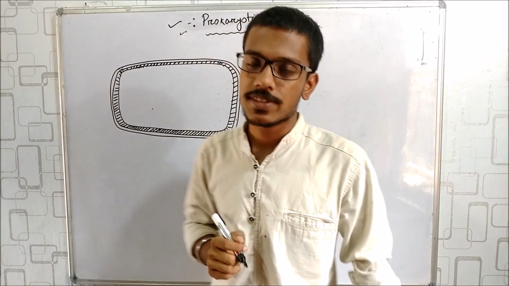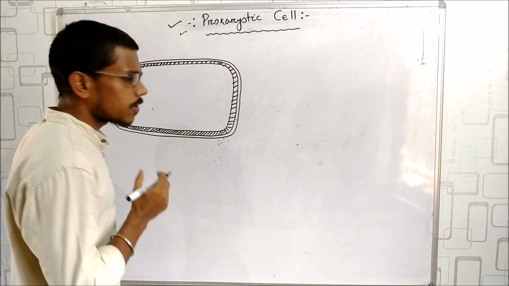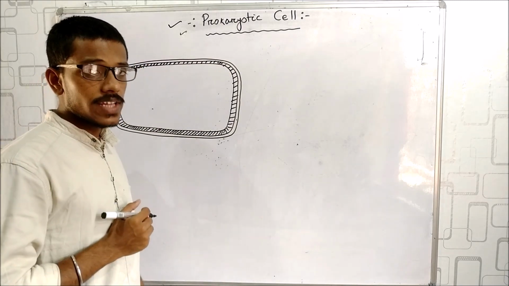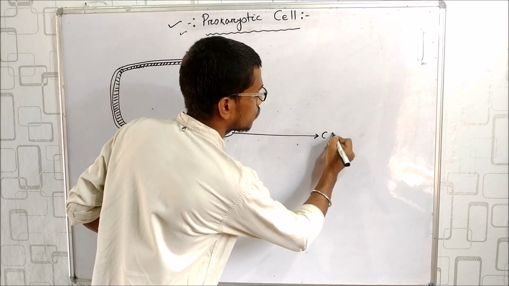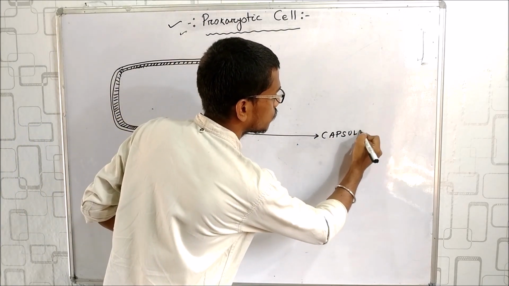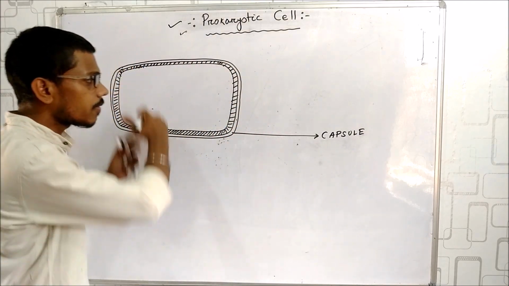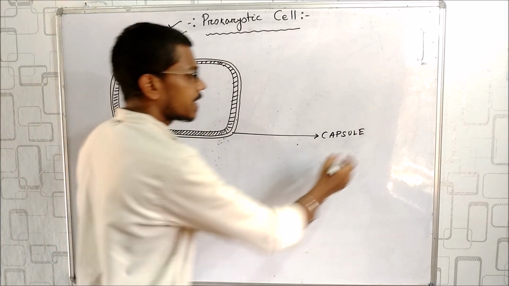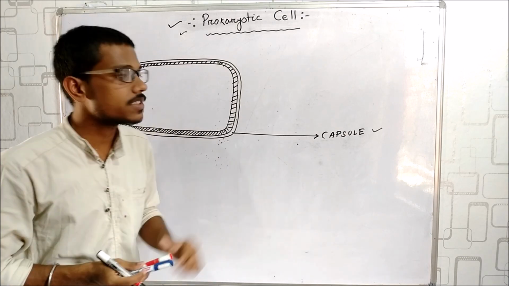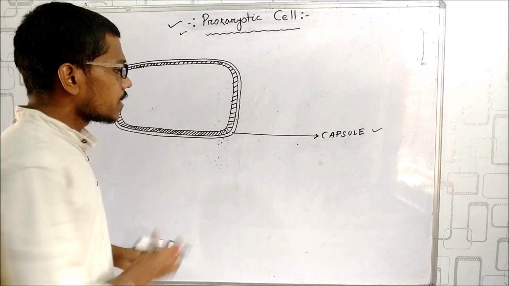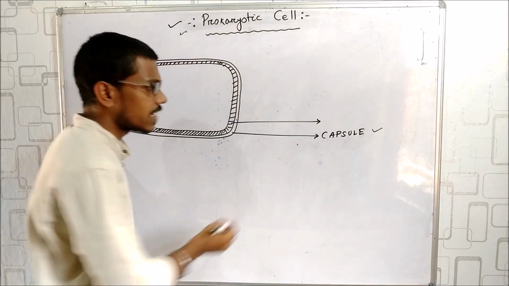The outer covering of this prokaryotic cell is mainly made up of the cell wall, but in some bacteria there is another covering. What is that called? That is the capsule. This is an additional covering or envelope around some bacteria, and it gives protection against a particular host defense mechanism. Inner to the capsule there is another wall that is called the cell wall.